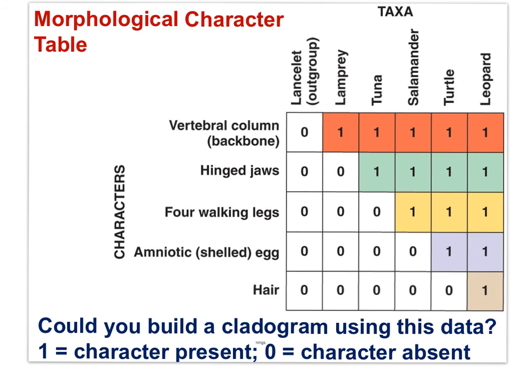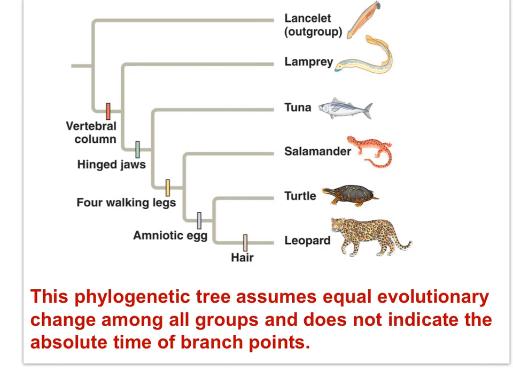Now here's some data for various groups of organisms using morphological information. Could you build a cladogram with this data? I'll let you stop the movie now to give it a try. Here's the cladogram. How did you do?